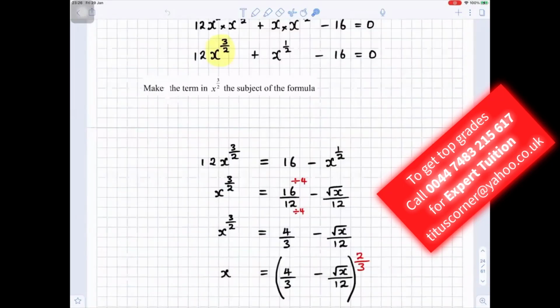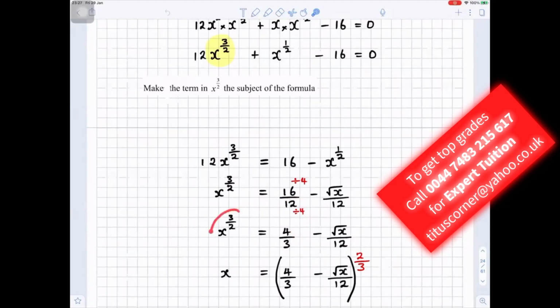So we start by taking minus 16 to the right, it becomes plus 16. We take plus x to the half to the right, it becomes minus x to the power half. It's times 12. We take it to the right, it becomes divide by 12. And 16 divided by 12, you divide by 4, divide by 4, it gives you 4 over 3.